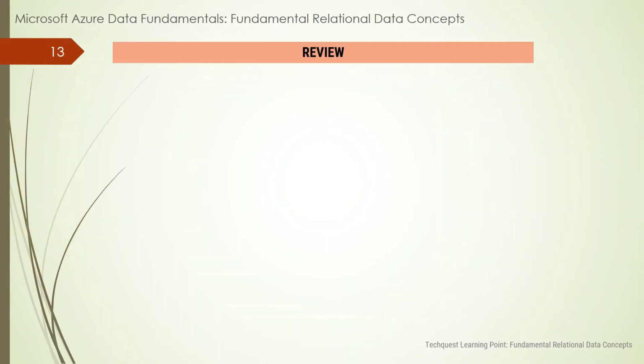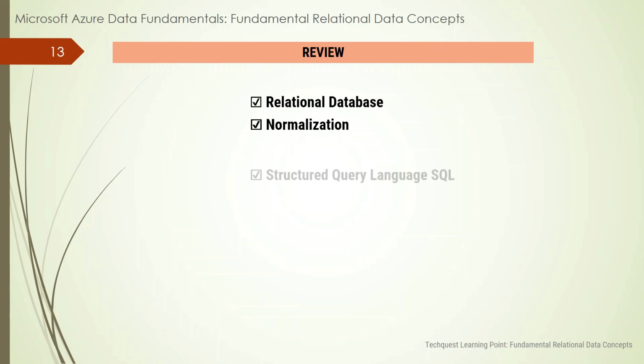Review. Relational database. A relational database is a collection of information that organizes data in predefined relationships where data is stored in one or more tables, or relations, of columns and rows. Normalization. Normalization is a database design technique that reduces data redundancy and eliminates undesirable characteristics.